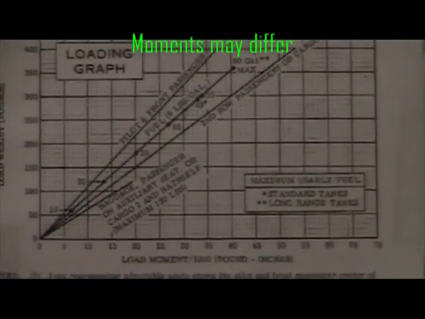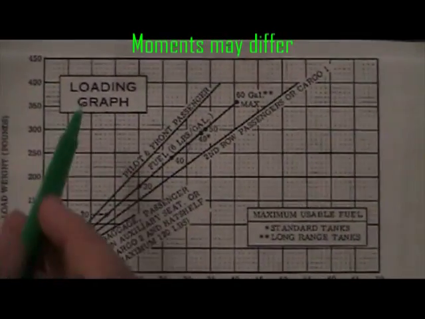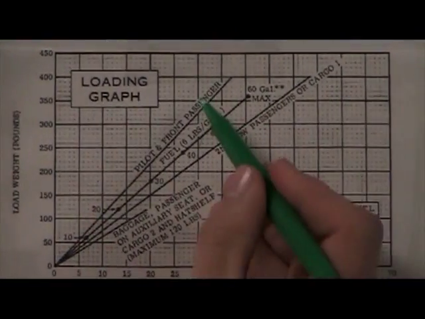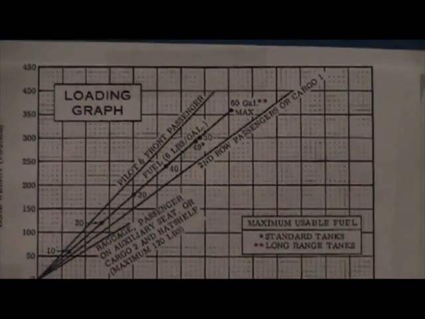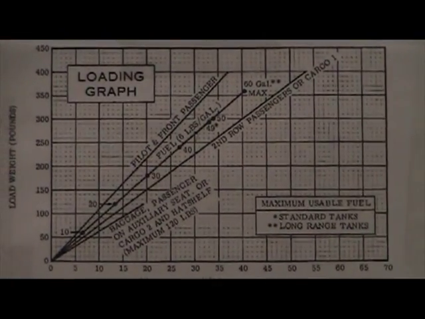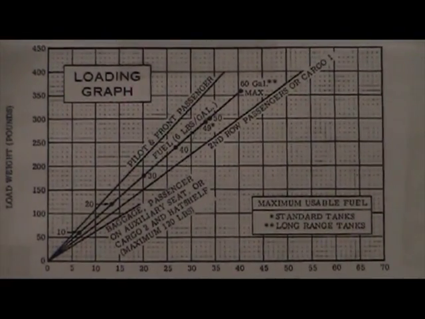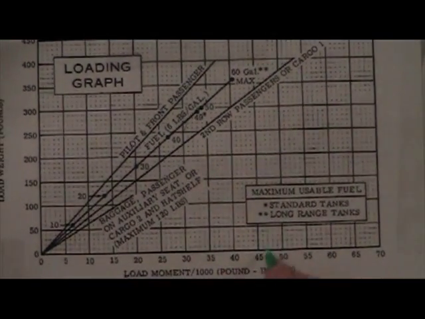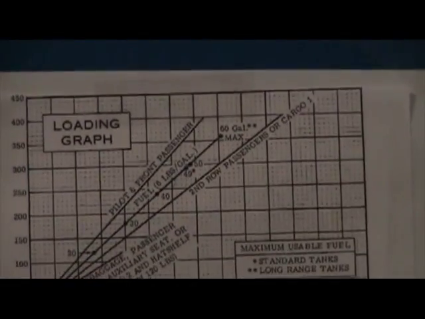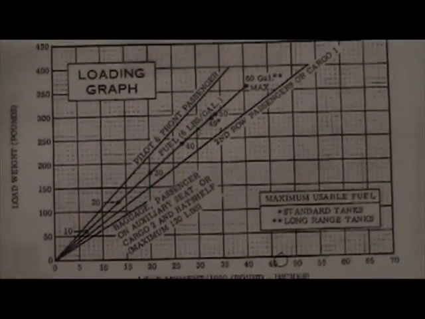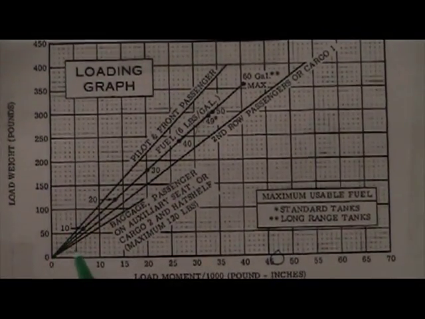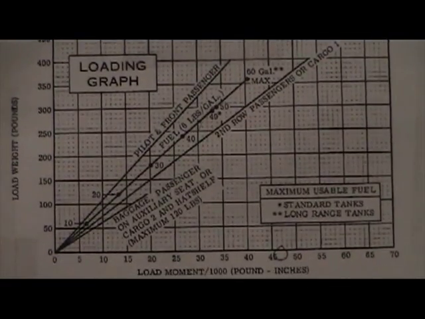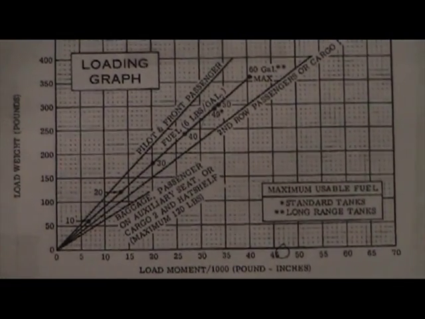We then take our pilot and front passenger, which is 340 pounds, go over until we hit the line, which comes to 31.6. We do our second row passengers, which is 340 pounds, go over to the second row and rear passenger line, which comes to 45.6. We then do our baggage, which is 39 pounds, which would then come to 6.3.